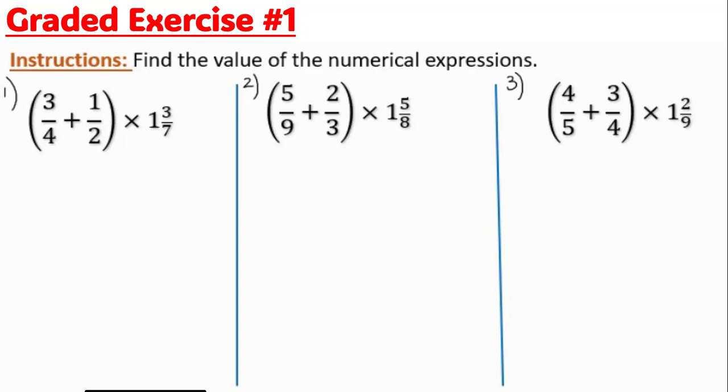Put the answers in the chat. No, this is something that you do in your book. Once you finish, I mean, when you already send the work to me. Yes, sir. Yes, you could do that.